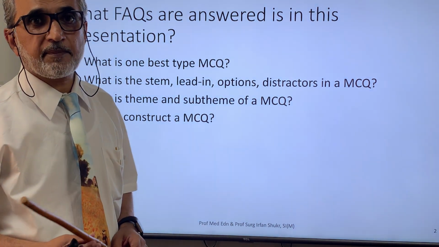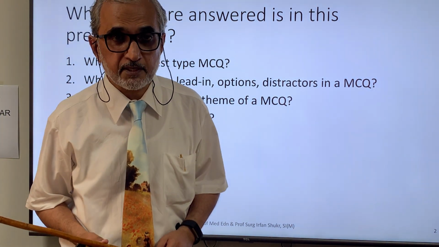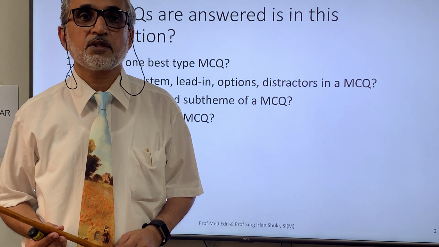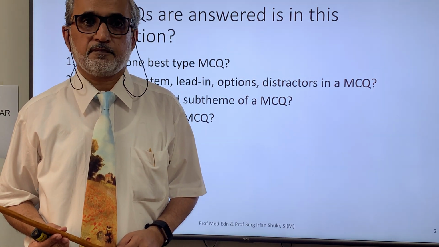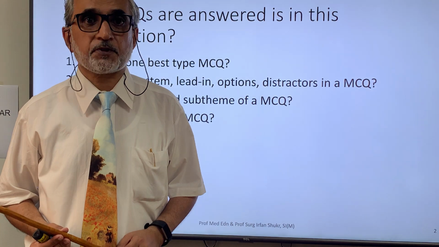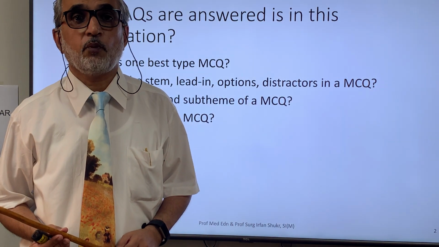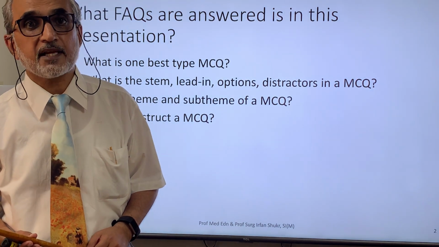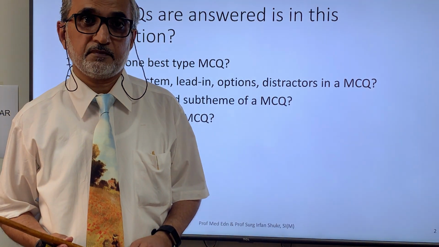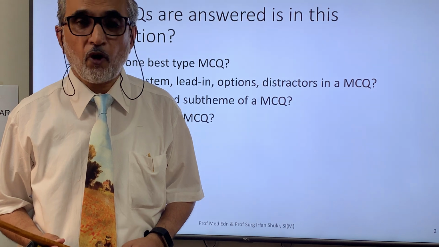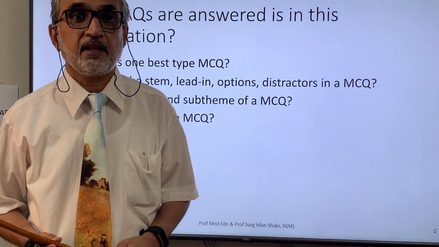A one best type MCQ is called one best type MCQ because it has options, and all options should be seemingly correct when a student who scores less is answering them. To him, all options should seem like correct.